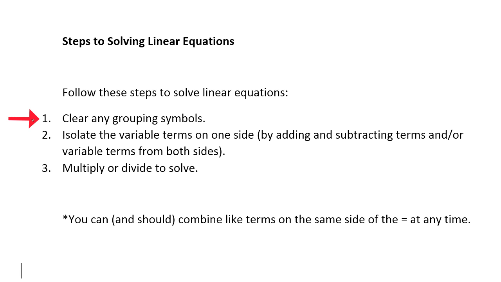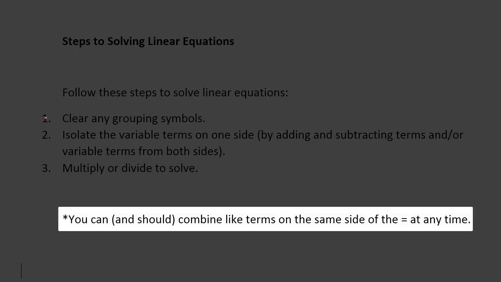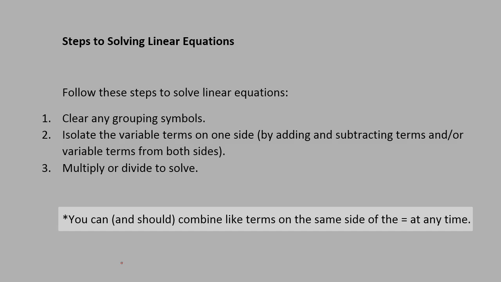Step 1 is to clear any grouping symbols. Step 2 is to isolate the variable terms on one side, and to do this we'll have to do some adding and subtracting of terms and variable terms from both sides. And then the final thing would be to multiply or divide to solve. Now, at any time you can and should combine like terms on the same side of the equal sign.